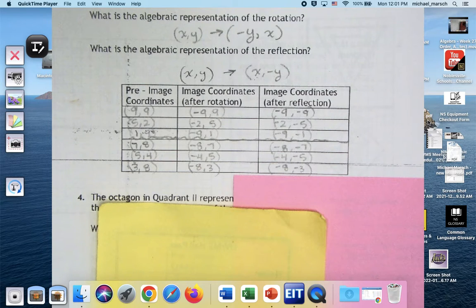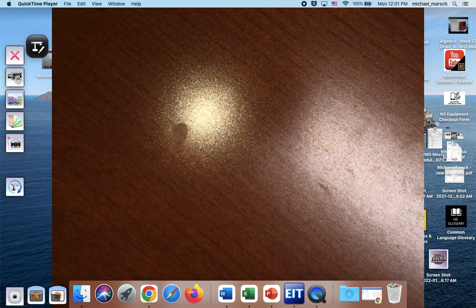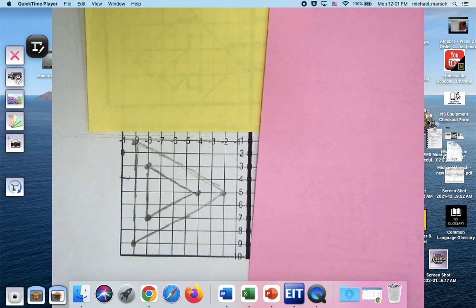Okay. When you're done plotting those points, it should look like this. This is where it should be. Oh yeah, so I get it now. Plotting is easy though.